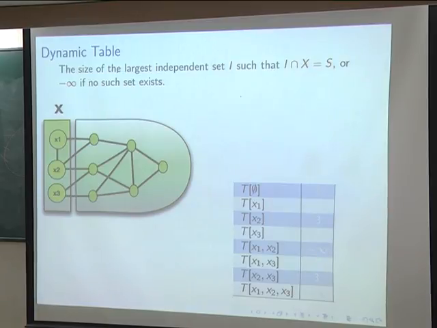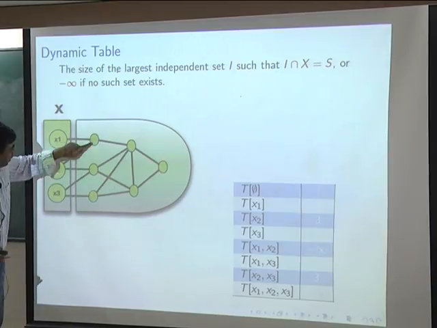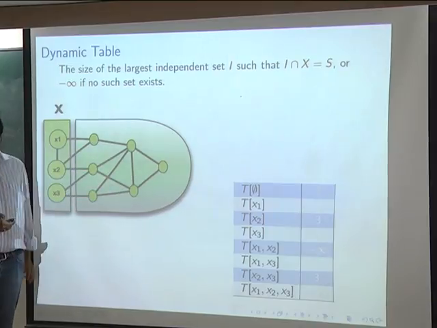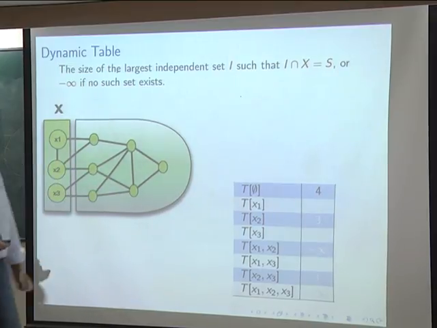I have written the whole table. Let's fill this. Suppose this is my graph and I want to fill this table. What is T of phi? 4. 1, 2, 3, 4. Agreed? Oh, come on, this is too cheating. But if I told you to find a maximum independent set whose intersection with X is empty, then you have to find an independent set here. So 1, 2, 3, and 1, 4. So 4. Okay, let's look at anything else.